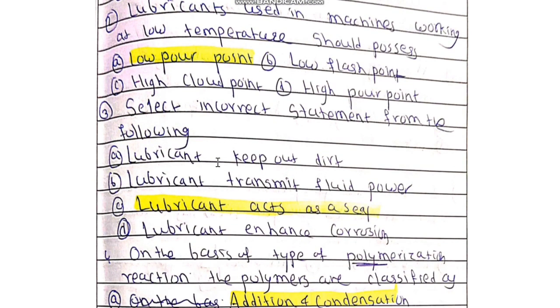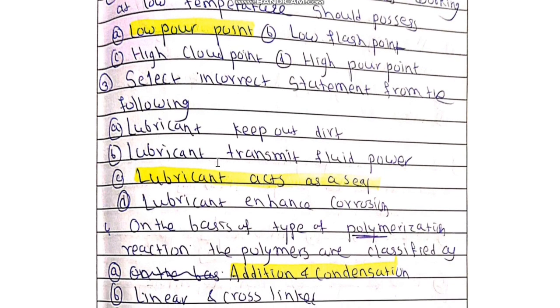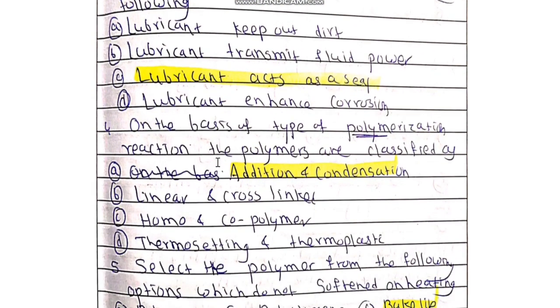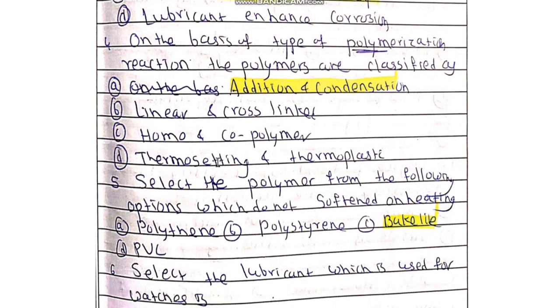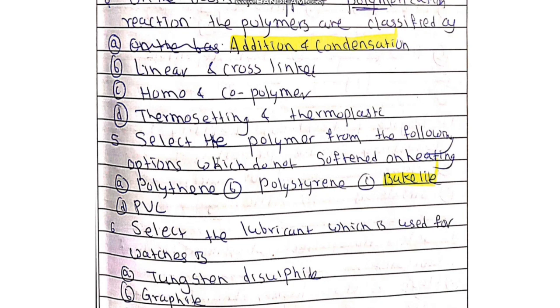Then select the incorrect statement from the following. The incorrect statement is lubricant acts as a seal. Then on the basis of type of polymerization reaction, the polymers are classified as addition and condensation polymerization. Then select the polymer from the following options which do not soften on heating.